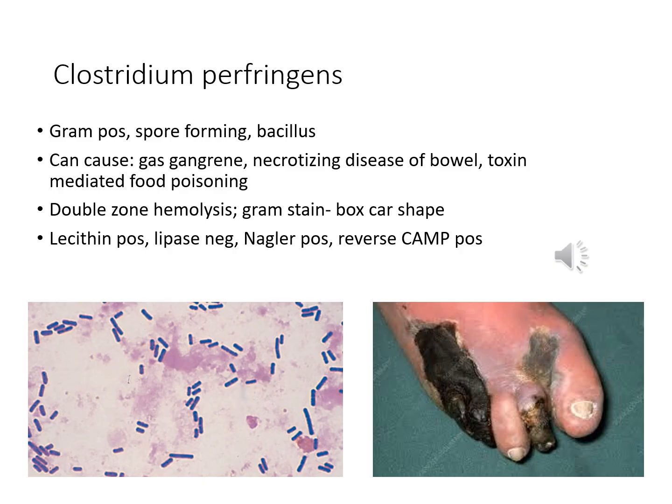So when cultures grow, we will get a double zone hemolysis. That is a key characteristic to remember for these guys. On gram stain, they typically have a boxcar shape, so a little wide and pretty blunt on the ends. They are lecithinase positive, lipase negative, Nagler positive, and reverse CAMP positive. So lecithinase, lipase, Nagler, and reverse CAMP are used to differentiate your Clostridium species.